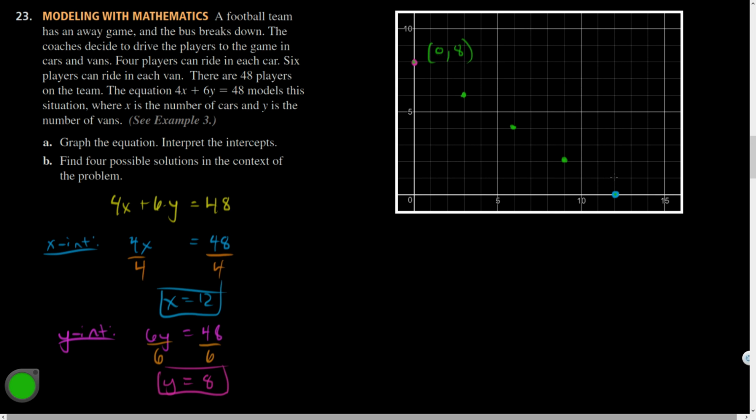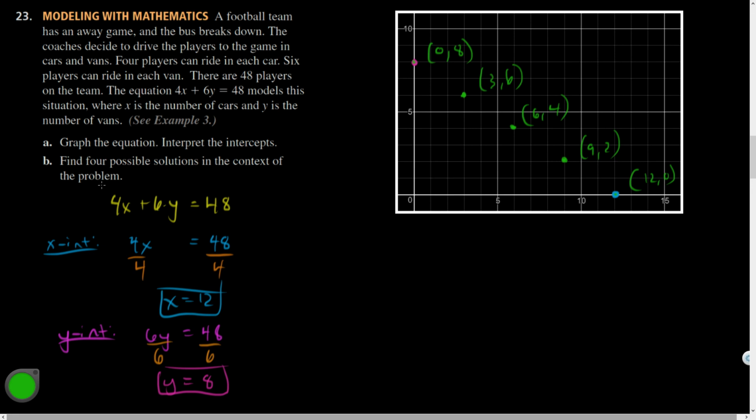So possible solutions are like 0, 8, meaning I take no cars and all vans. It's a big day for vans. Or here is 12, 0. It's like I'm afraid of vans. Cars all the way. 12 cars, no vans. Or some combination of each. So this is like 3, 6: 3 cars, 6 vans. Or 6, 4: 6 cars, 4 vans. Or let's say 9, 2, which would be 9 cars and 2 vans. Yeah? So those are my possible solutions.